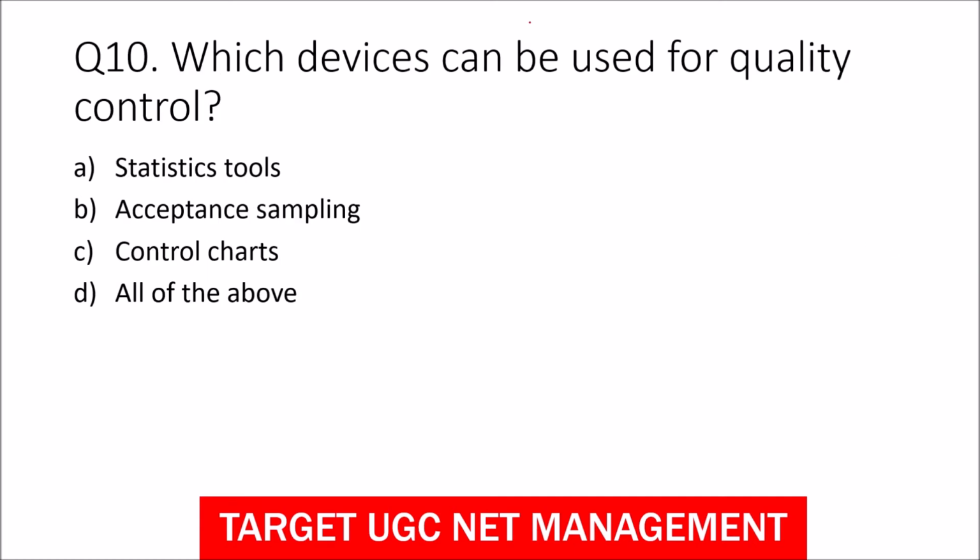Next question. Which devices can be used for quality control? Statistical tools, yes. Acceptance sampling, yes. And the control charts, yes. So the correct option is all of the above.